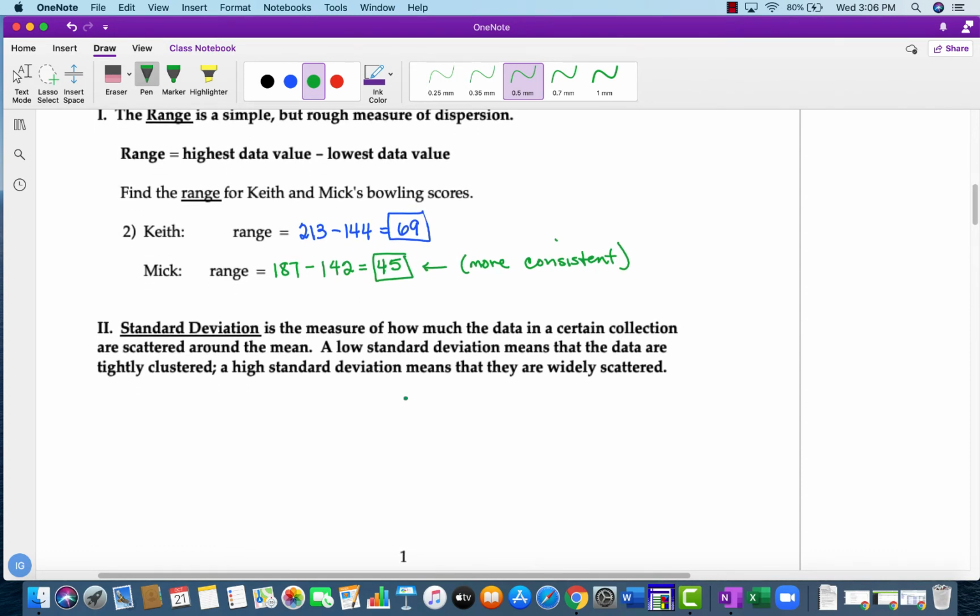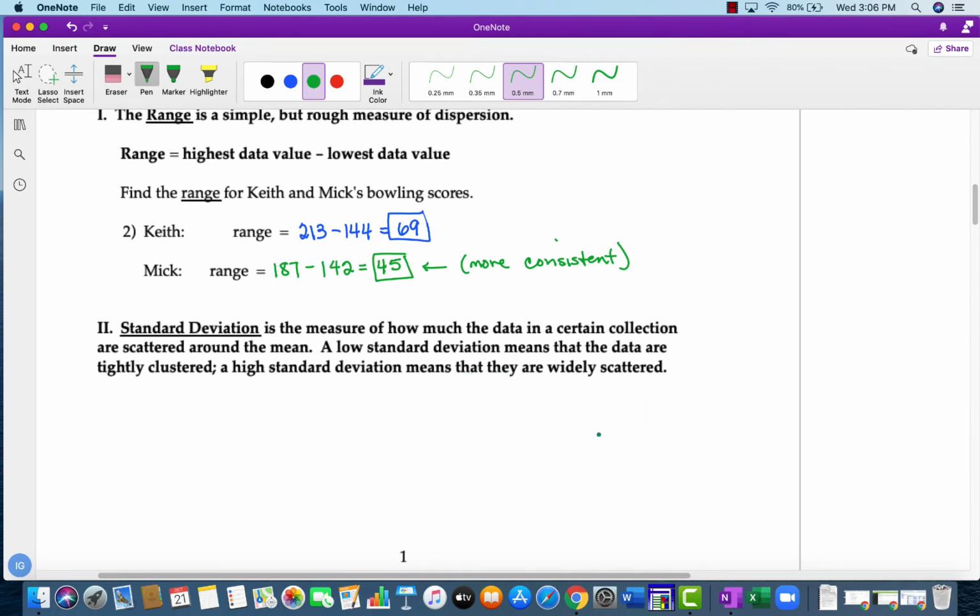Standard deviation is the measure of how much the data in a certain collection are scattered around the mean. Remember, the mean is the average. A low standard deviation means that the data are tightly clustered. A high standard deviation means that they are widely scattered.